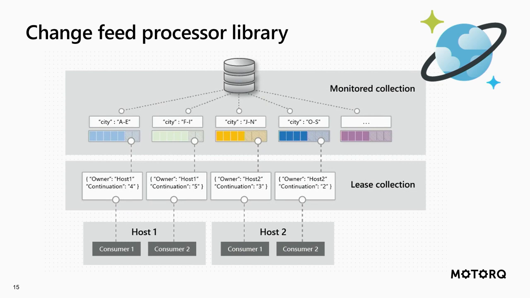So this is a conceptual diagram of how the Change Feed processor library works. When you create a Cosmos DB collection, it will have multiple partitions. And for the Change Feed processor library, here we are running 2 instances. One of them is consuming data from 2 partitions, and the other one is consuming the data from the other 2 partitions. So it works exactly like the EventHub processor host.